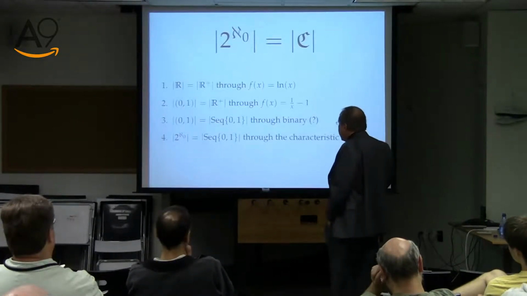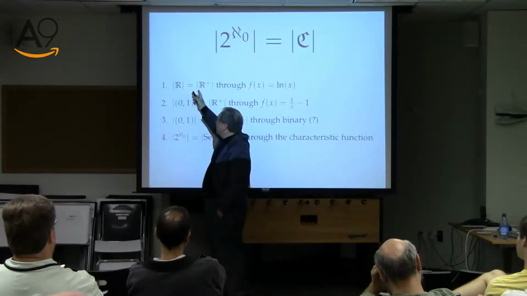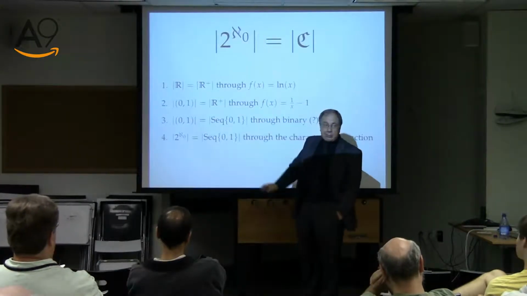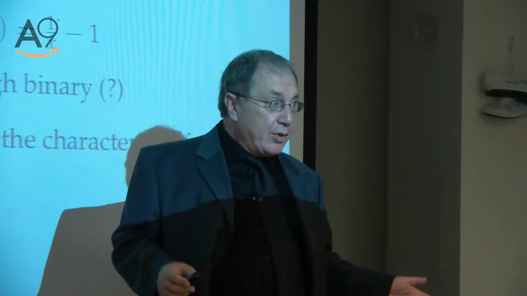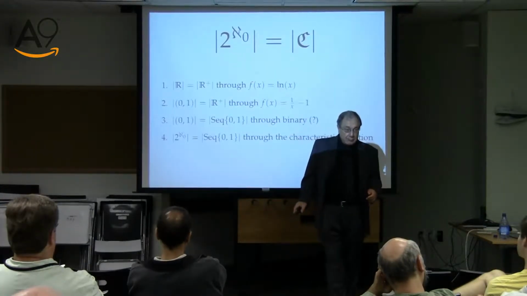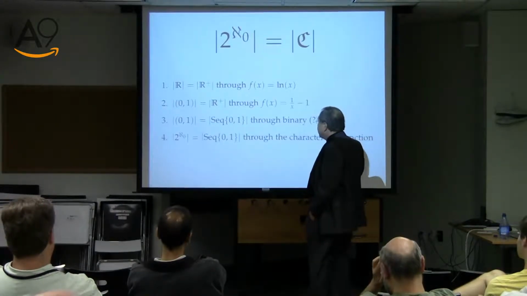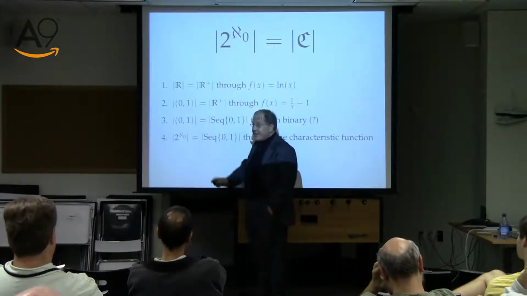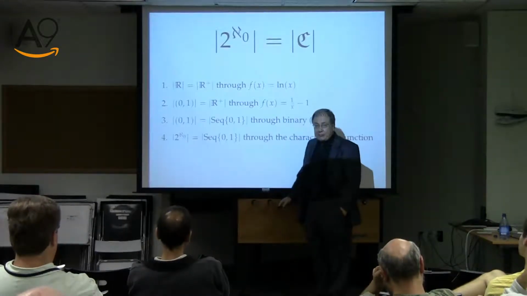First of all, we know that the cardinality of real numbers is equal to the cardinality of positive real numbers. Why? Because we take a function called natural log. It maps positive numbers to all the numbers, one to one. Remember the graph? Now let us prove that the cardinality of the open interval (0, 1) is equal to the cardinality of positive real numbers. Well, again, let's take the function 1 over x minus 1. It just maps it.